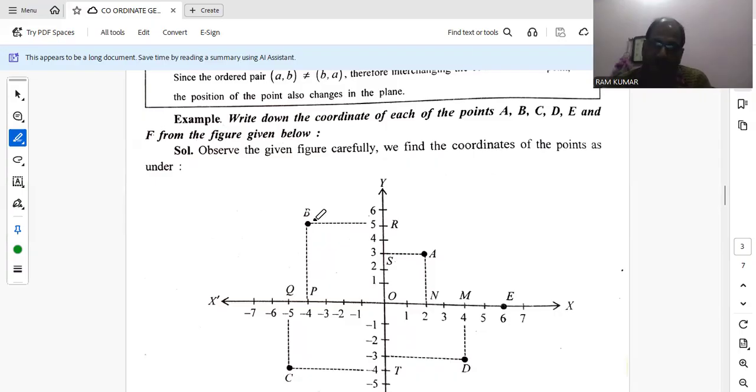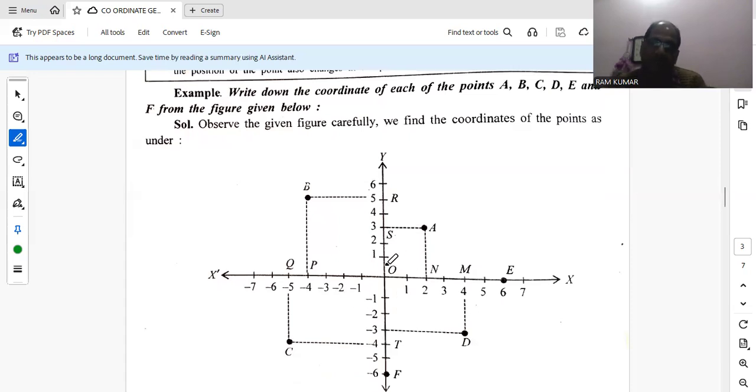Similarly, if you are going to find out the coordinate of B, first you go along the x dash side, that means the value is minus 4, and from there you go up to 5. So minus 4, 5 is the coordinate of the point B. Again, you can take point C here. So for point C, first you have to go to the x dash side, reaching up to minus 5. After that, we have to come down, reaching up to minus 4. So you can say the coordinates of the point C are minus 5 and minus 4.